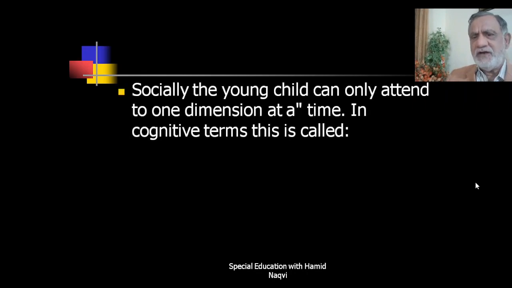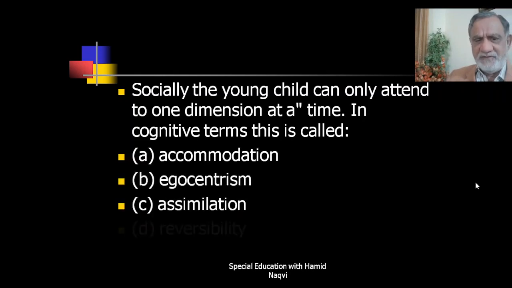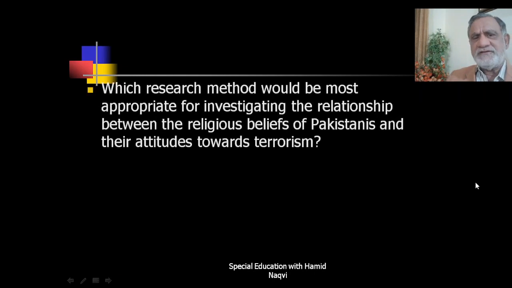Socially, the young child can only attend to one dimension at a time. In cognitive terms, this is called accommodation, egocentrism, assimilation, or reversibility. The correct answer is B, that is egocentrism. Which research method would be most appropriate for investigating the relationship between the religious beliefs of Pakistanis and their attitude towards terrorism?